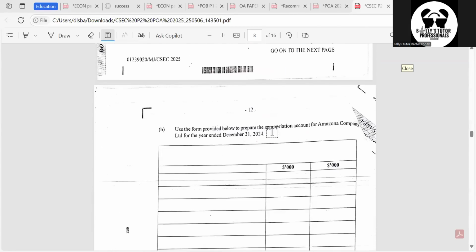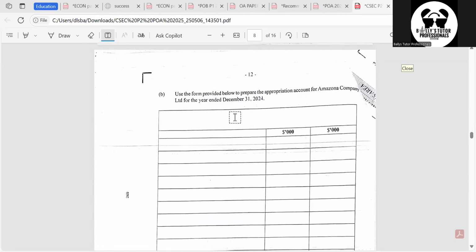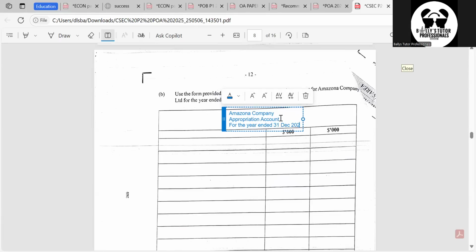Now we could do the appropriation account for Amazon company. So they give us the heading here, but they say no heading for this time. So we'll do our heading now, right? It's small thing, we don't need the help. So we're gonna put Amazon company appropriation account. And it would be for the year ended to the 1st of December 2024. I like to use whatever wording they use. For the year ended to the 1st of December 2024.